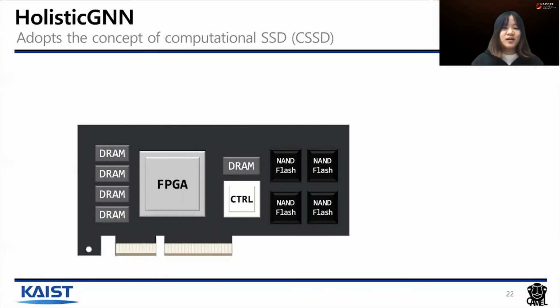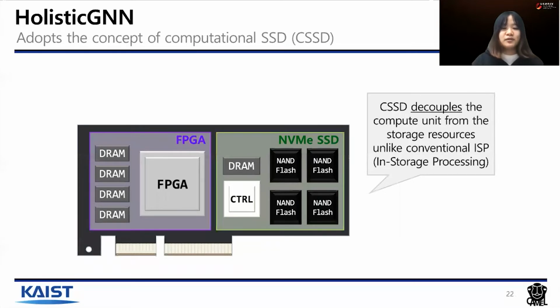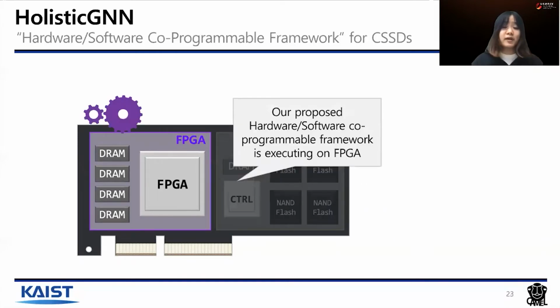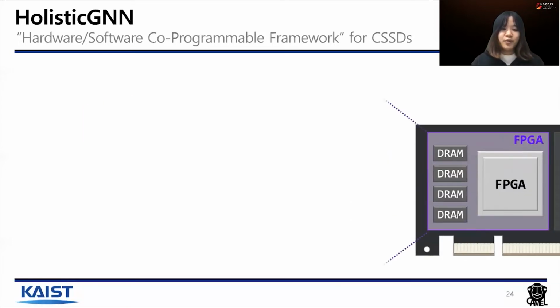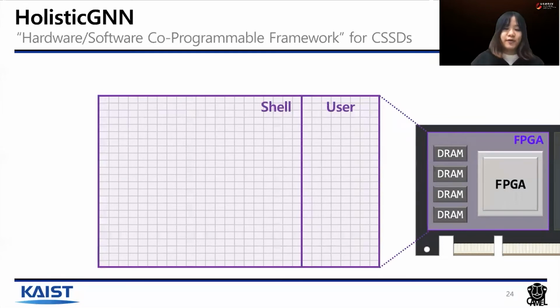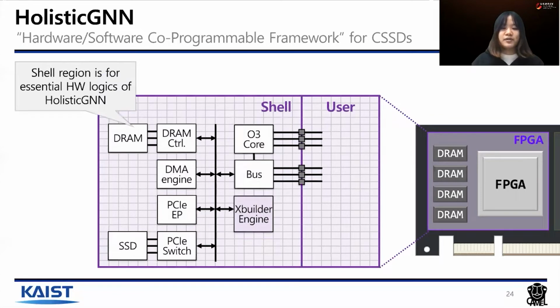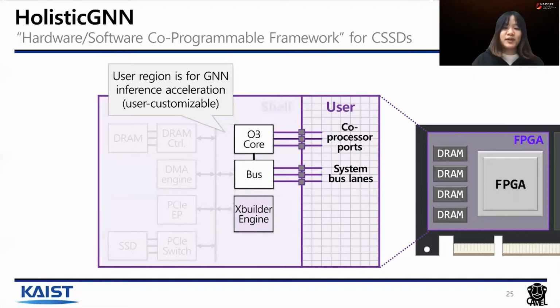HolyCGNN basically adopts the concept of computational SSD. Unlike conventional in-storage processing, CSSD decouples the compute unit from the storage resources. So we build our HolyCGNN framework on the FPGA. Also, we separate the FPGA into a shell region and a user region. The shell region is for essential hardware logic of the HolyCGNN framework, while the user region is for GNN inference acceleration, which can be customized by users.